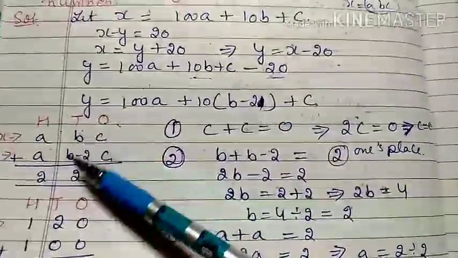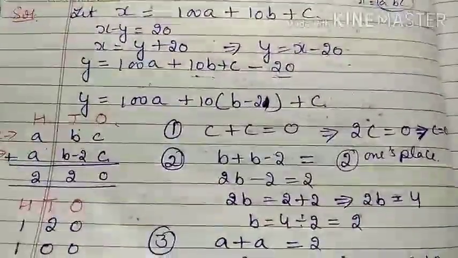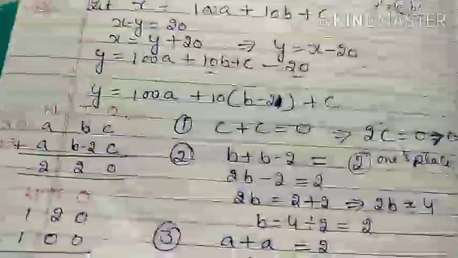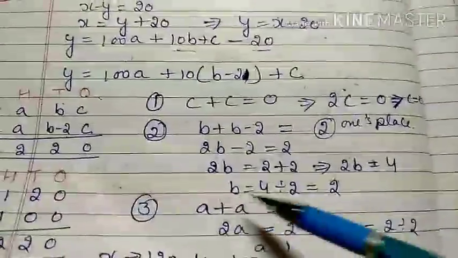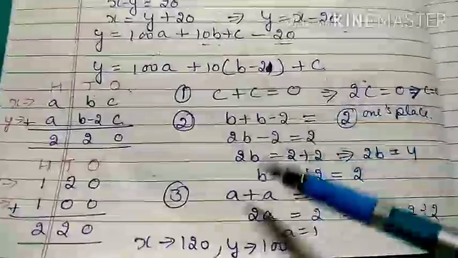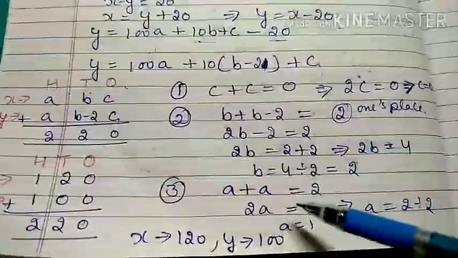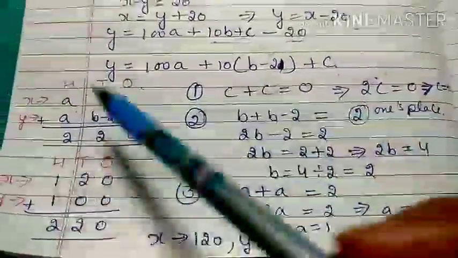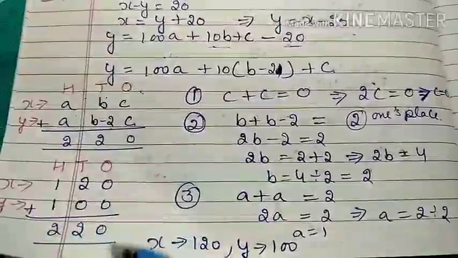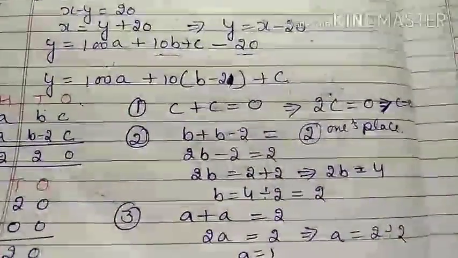But if we add b and b minus 2, that is equal to 2 in the ones place. You can consider 12 also, but if we go with the 2, whatever is given, according to that my b value is 2. Now here a plus a, there is no carry forward, so a plus a is also 2. So in that case my a value is 1. If I just replace the a, b, c values, I can check my answer is 220. Thank you. Have a nice day.